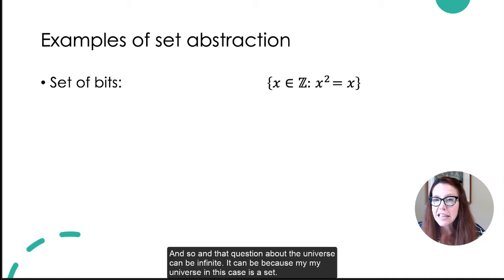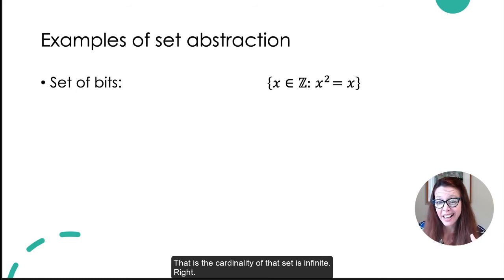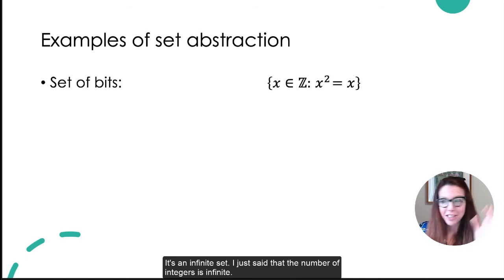And that question about the universe: can it be infinite? It can be, because my universe in this case is a set whose cardinality is infinite. It's an infinite set. I just said that the number of integers is infinite.